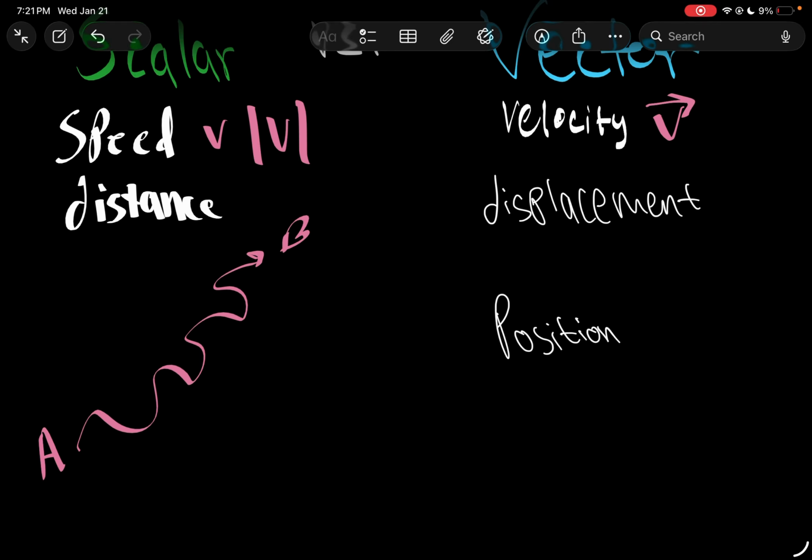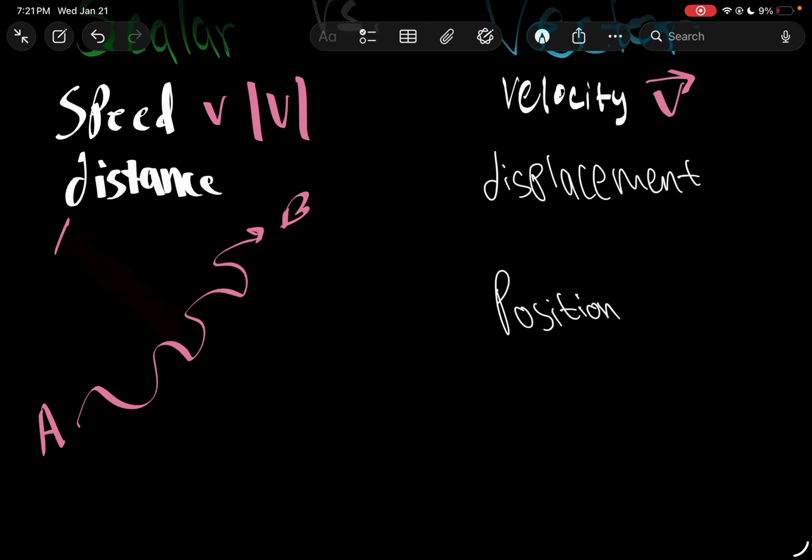Distance is a scalar quantity, meaning direction is not important when we're talking about distance. All that matters is magnitude. And you can represent distance as x if we're talking about the horizontal dimension only, y if we're talking about the vertical dimension only, and you can represent it as d as well if we're including both the x and y dimensions.